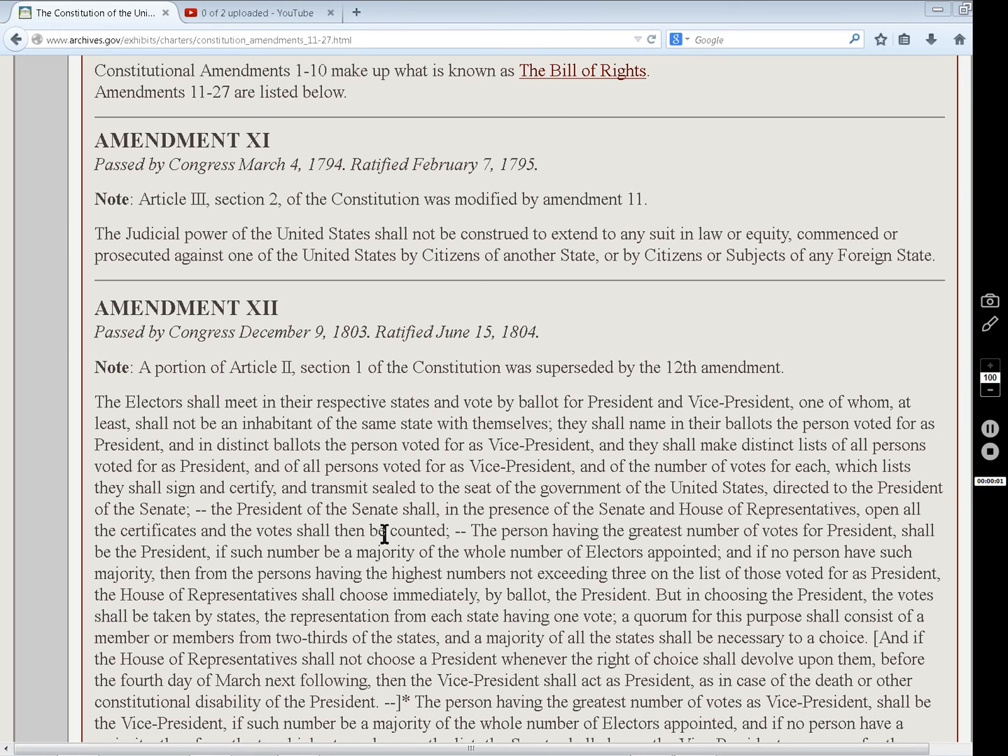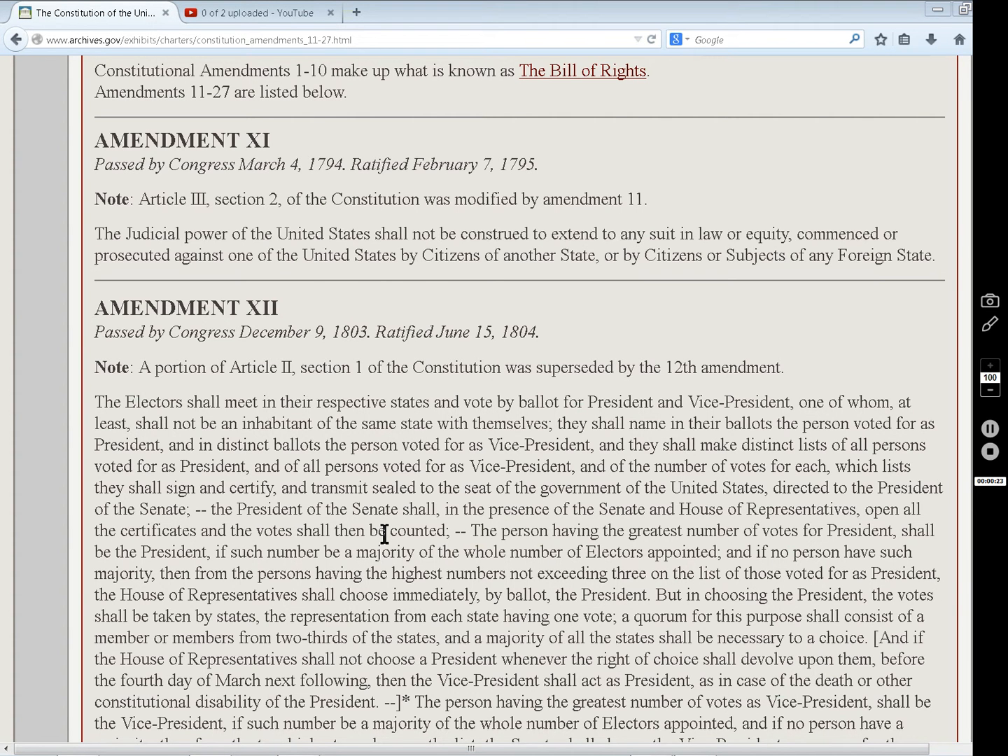The Constitution of the United States of America, Amendments 11 to 27. Amendment number 11, passed by Congress March 4th, 1794, ratified February 7th, 1795. Note: Article 3, Section 2 of the Constitution was modified by Amendment 11.